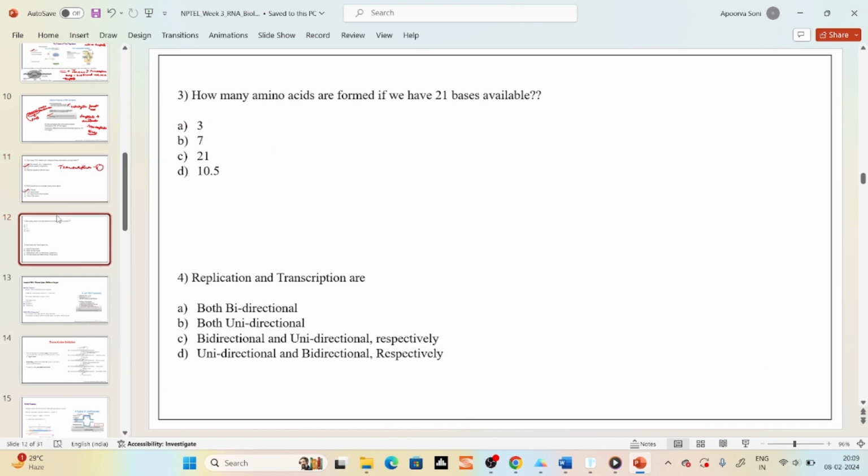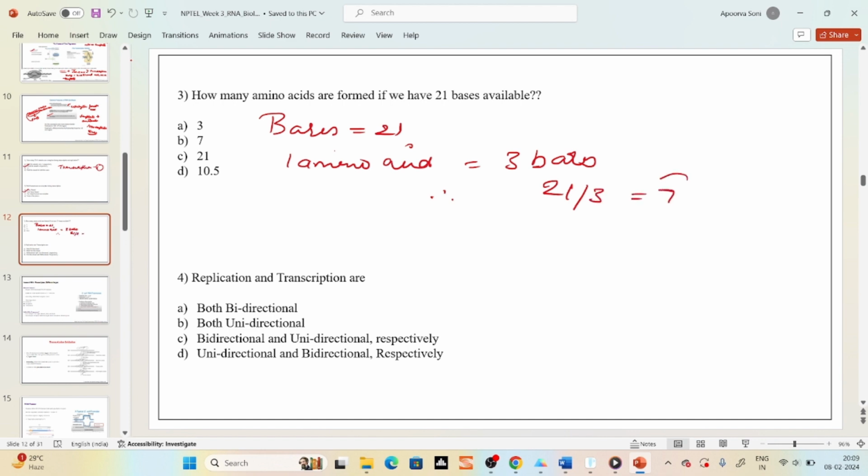Next question. How many amino acids are formed if we have 21 bases available? So we have how many bases? Number of bases is 21. And how many amino acids? For one amino acid, we need 3 bases. So therefore, it would be 21 divided by 3. 7 is the answer. Okay, 7.